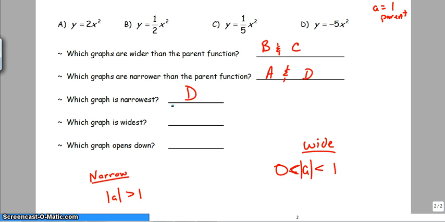The widest would be closest to 0. 1/2 is 0.5. 1/5 is 0.2. That's getting closer to 0, so that's going to be the widest. And only one of these opens down. The only one that opens down is our -5, or graph D.